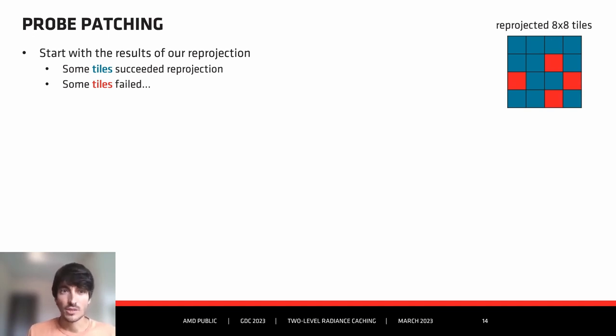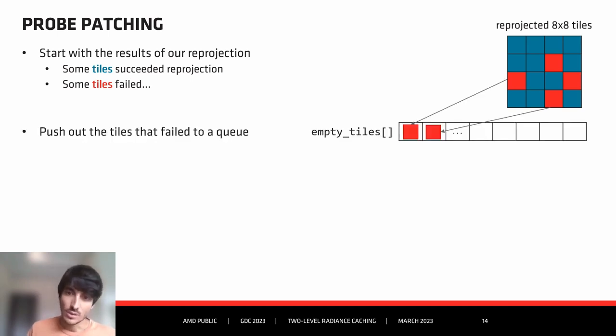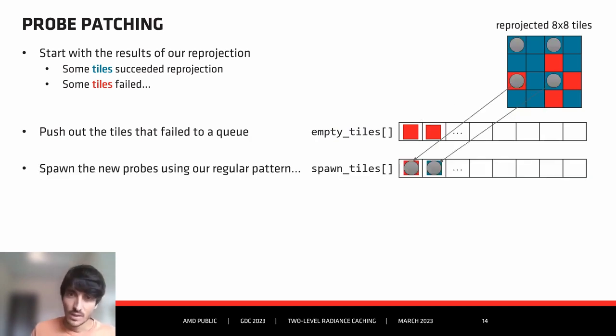So we start with the results of our reprojection. Here I have a little diagram showing the tiles. The green tiles have succeeded reprojection, the red have failed, there are holes. So we start by pushing all the holes, all the empty tiles, into a queue. Then as we use our fixed global pattern, we push all the spawned tiles, let's call them this way, into a second queue. Here you can see that we spawn a probe onto the top left tile of the 2x2 quad.